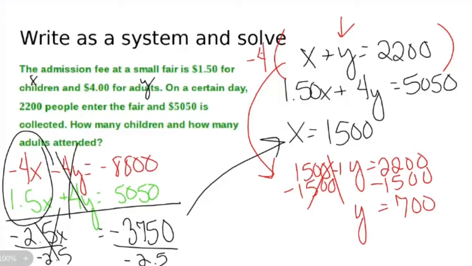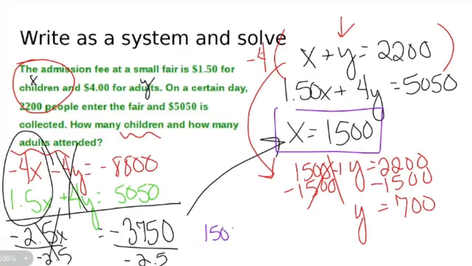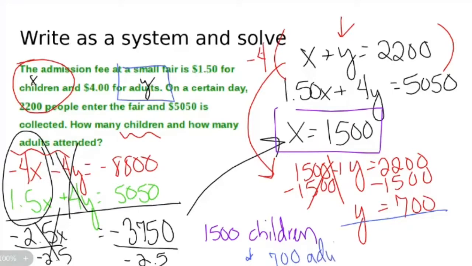So am I going to write this out as a point? 1,500, 700? No, because this is a word problem, and it's asking how many children and how many adults attended. X is children. So if x was 1,500, then we can say 1,500 children attended. And y is adults. Y was 700. So we could say 700 adults. All right, baby. And that's the end of that.